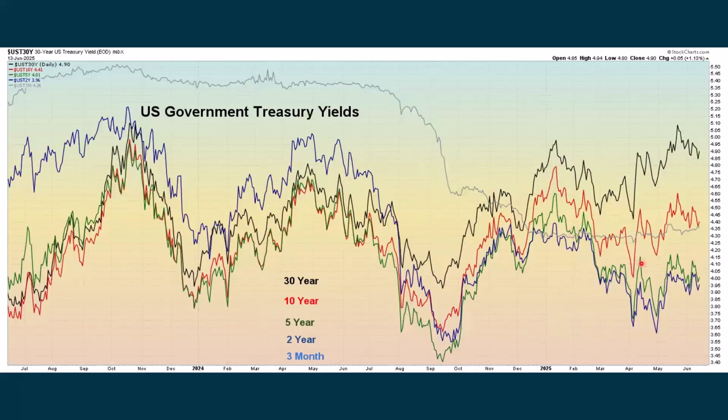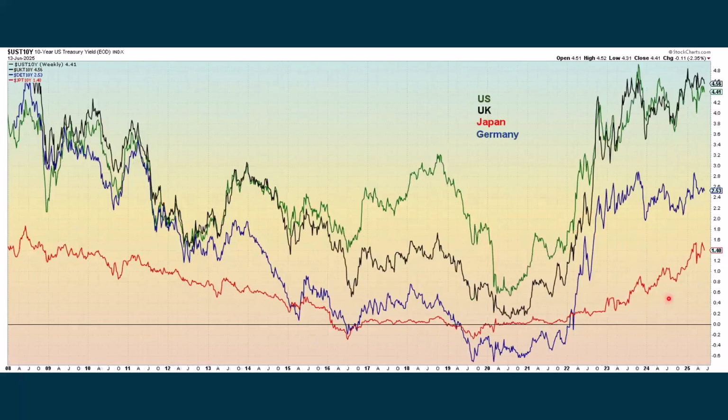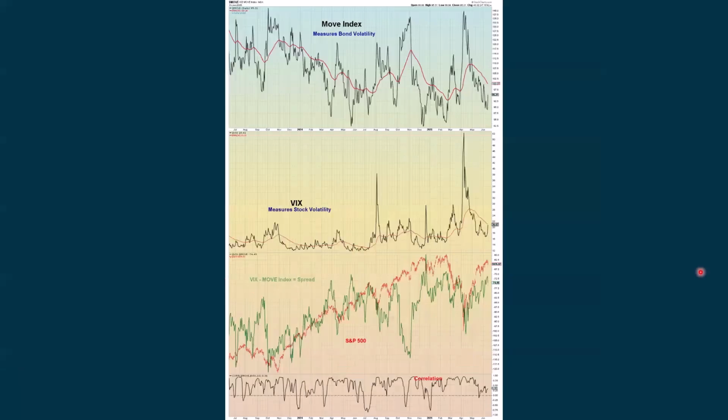This is a daily chart just to give us an idea: are yields going up or down across different maturities? Then a weekly chart of international rates here. And for the most part, interest rates have been coming down globally.